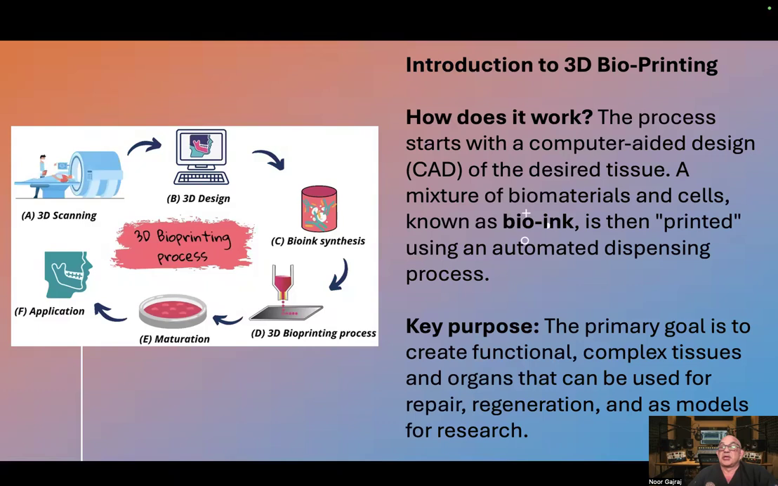How it works. The process starts with computer-aided design, CAD, of the desired tissue. A mixture of biomaterials and cells, known as bioink, is then printed using an automated dispensing process. The primary goal is to create functional, complex tissues and organs that can be used for repair, regeneration, and as models for research.